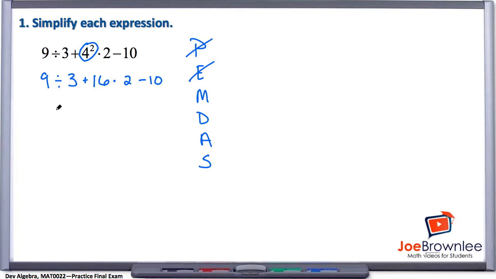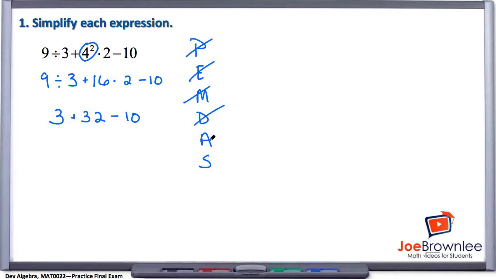So 9 divided by 3 is 3 plus, and here we have another multiplication, right? So that's the M and the D part. So 16 times 2 is 32, and then minus 10. So we've taken care of multiplication, we've taken care of division.